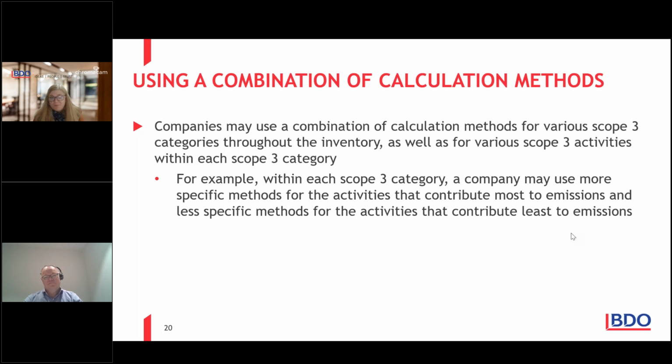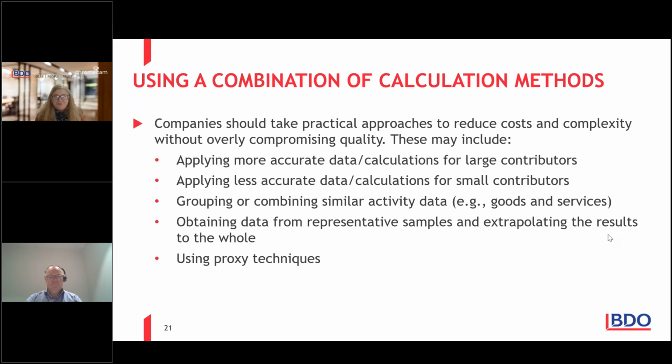The other thing, an example, for example, within each Scope 3 category, a company may use more specific methods for the activities that contribute most to emissions, because we want to be more accurate for the biggest part of our emissions. And we might use less specific methods for the activities that contribute least to emissions. So, Dylan, I think this is somewhat confronting sometimes for accountants in particular, that we can look at the large part very accurately and the smaller part less accurate, where sometimes we want to get to a high level of accuracy across the whole population. Mm-hmm. True. So that is straight from the standard. I thought I have to flag that because it's so different to what we're used to.